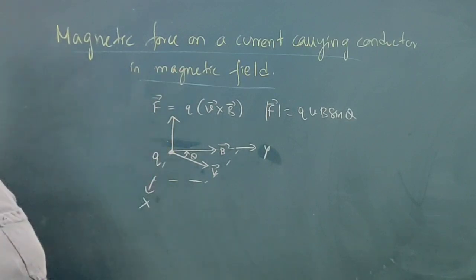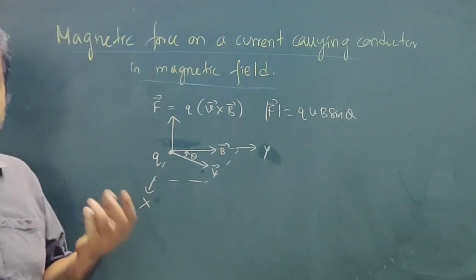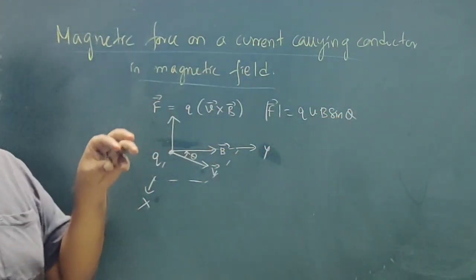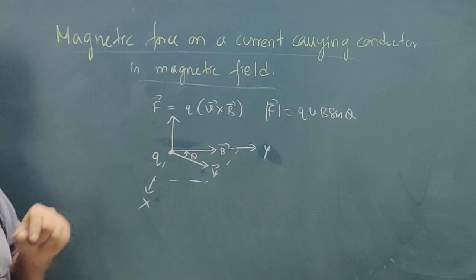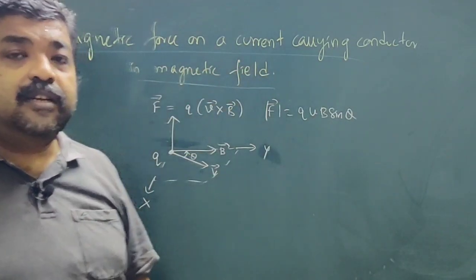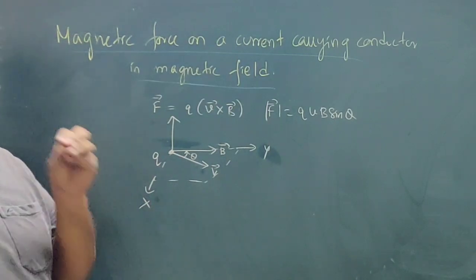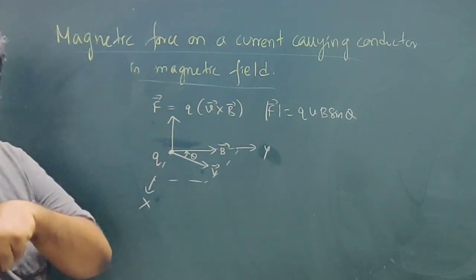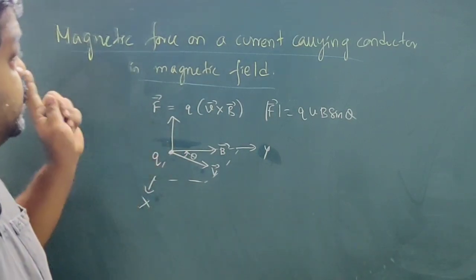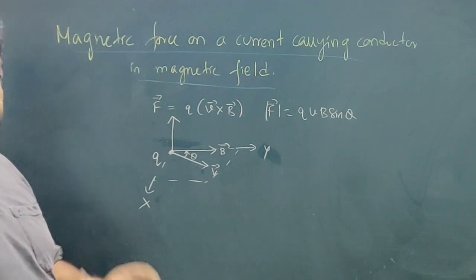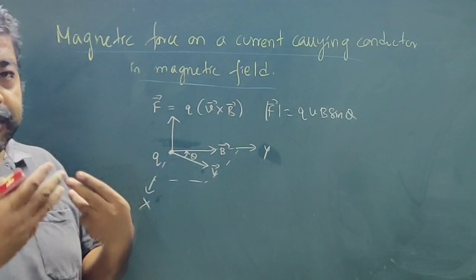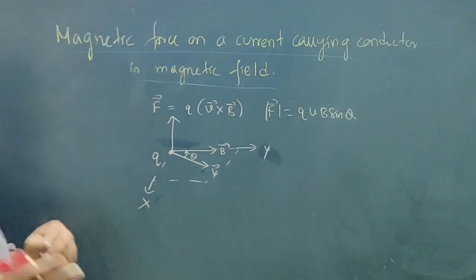Now a current carrying conductor is a conductor where there is a flow of current. That means there is a flow of charges, correct? So if this conductor is under the influence of a magnetic field, that means these electrons are under the influence of a magnetic field. If the electrons are experiencing a force due to the magnetic field, the conductor will experience a force. That is the logic behind studying this topic. Of course we have to study this topic because it is given in NCERT, but this is the proper reason.